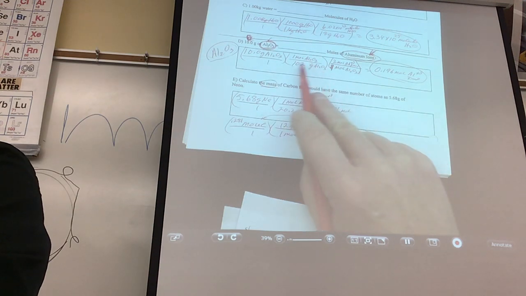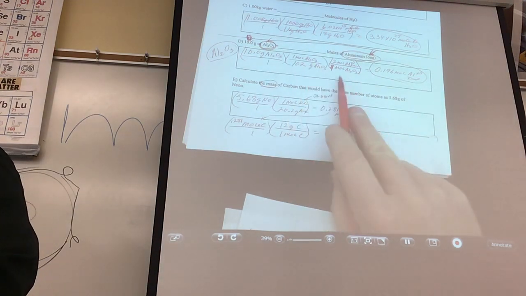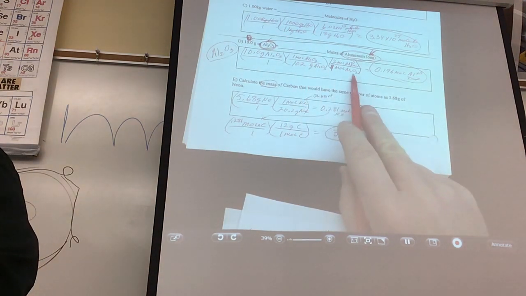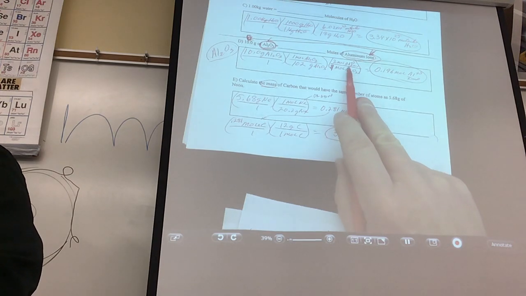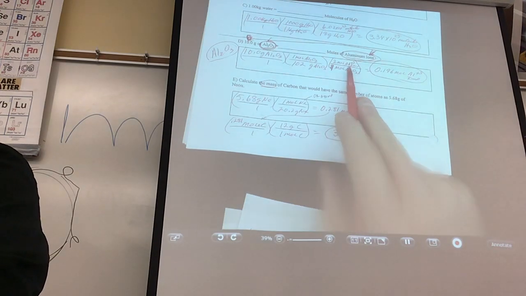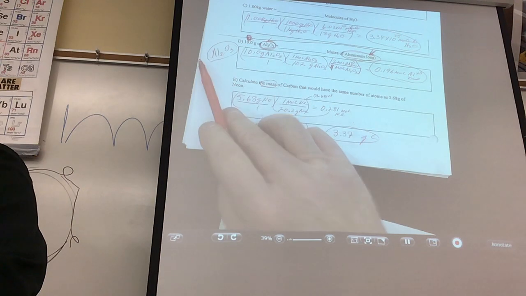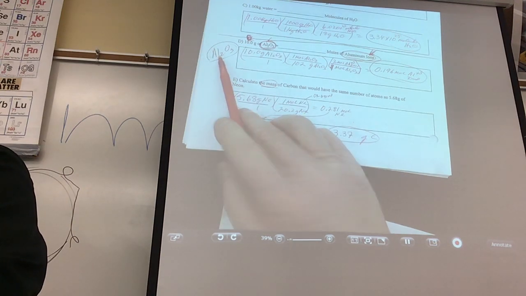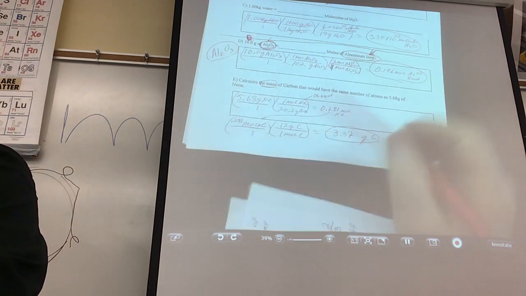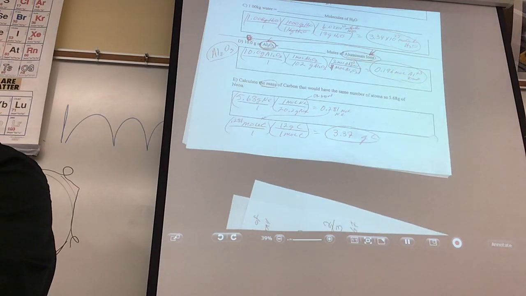So here I have moles of aluminum oxide, but guess what? For every mole of aluminum oxide, how many moles of aluminum ions do you get? For every one of these, how many of these do you get? 2 moles. And so you put that in there, and that's how you got that answer there.